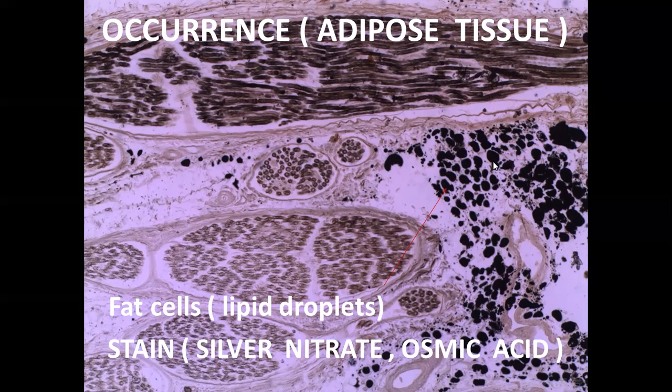This section is taken from the adipose tissue, fat inside the body, to demonstrate the inclusion inside any cells of the body, for example, the lipid droplet. We use the special stain silver nitrate or osmic acid.